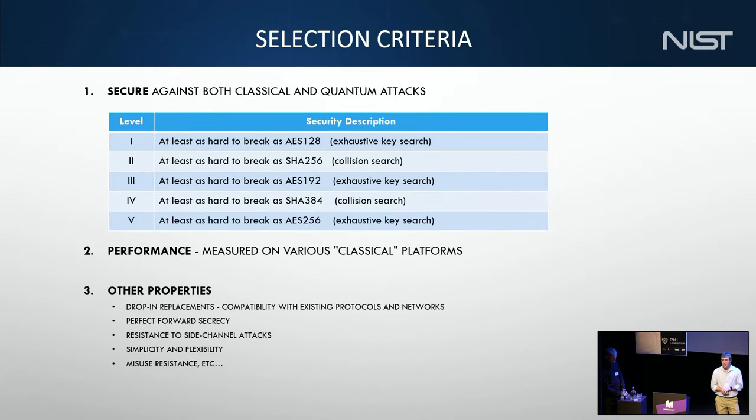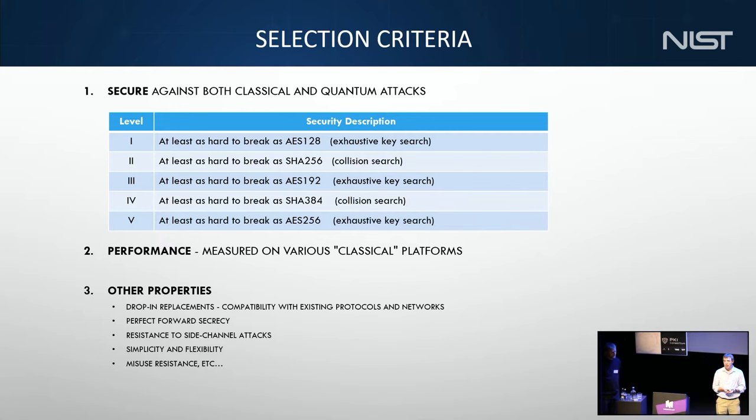The selection criteria that we used, we announced this back at the beginning, and we've used this whenever we've needed to make decisions. First and foremost is security. Any algorithm needs to be secure against both classical and quantum computers. Throughout the process, we've seen classical attacks are often the ones that have broken some of the algorithms without even having to worry about quantum.